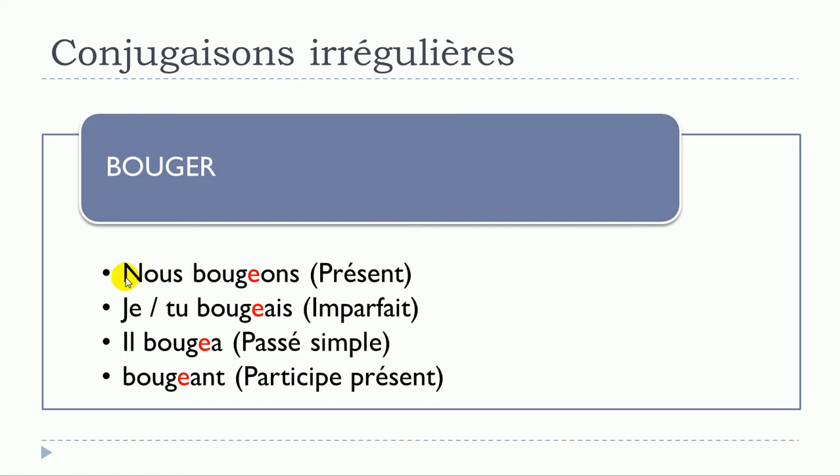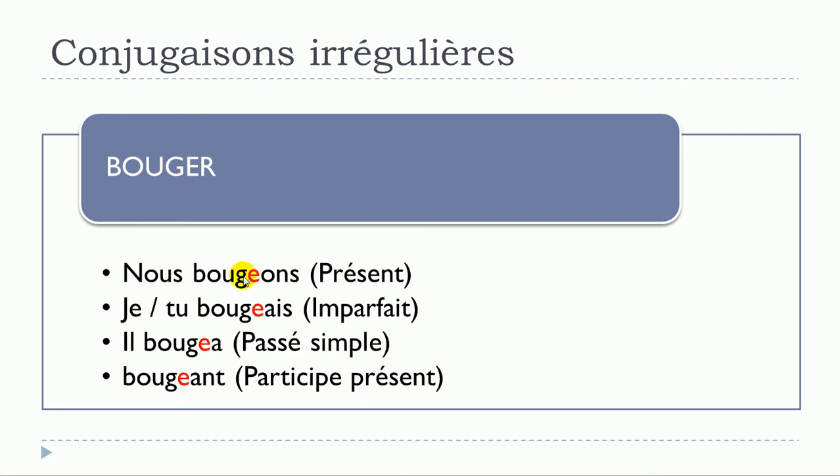So if you have a look, and if we would respect the rule, we should write it like nous B-O-U-G, so without this E here, O-N-S. But let's just imagine that the E is not here. Phonetically, we would get the sound bougon, nous bougon. And then the problem is that it would be difficult to actually make a connection with the infinitive. And the infinitive is bouger, with g and je, all right?